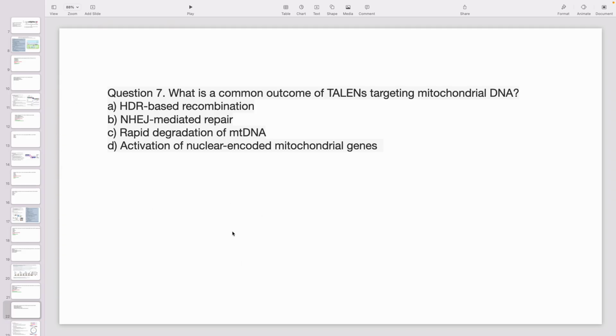So you can try to answer this question so that we can have an interactive session. Rapid degradation of mitochondrial DNA. Yeah, the correct option is option C, rapid degradation of mitochondrial DNA. So let's look into the concept.